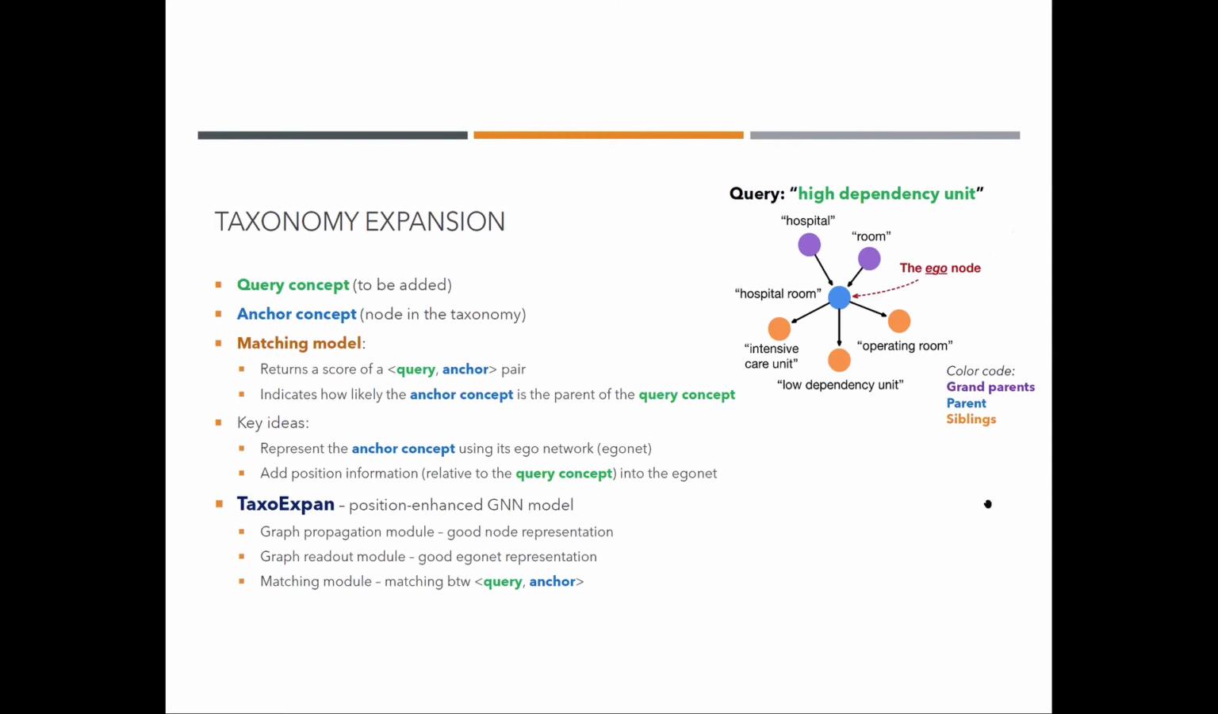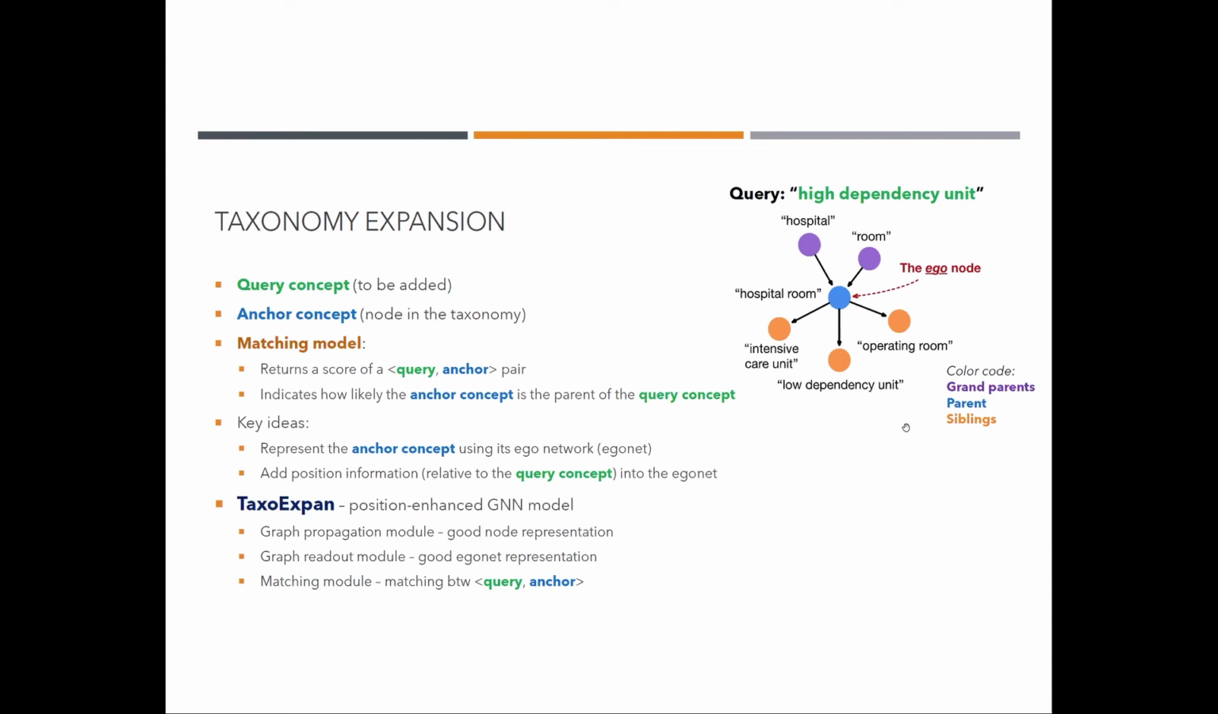Here I would like to introduce a few terms first to describe the general idea. The new concept to be added, we call a query term. Every node in the taxonomy we call an anchor term. Our approach tries to learn a good matching model that returns a score between a query and anchor pair, telling us how likely the anchor concept is a parent of the query concept. The key idea in leveraging the GNN is that we want to use not only the anchor concept's own information, but also its one-hop neighbors' information. We represent the anchor concept with its ego network, which is the one-hop neighbor network.